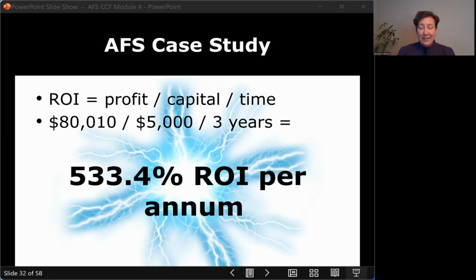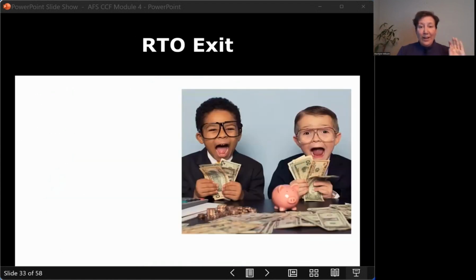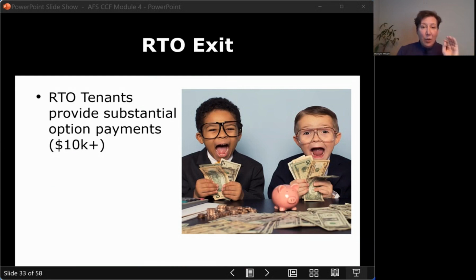That's insane. That is the power of agreement for sale. Now, if we were doing a rent to own exit on that to sell it in the 3 years, then we would have got an upfront payment from our rent to own tenants, and that is usually at least $10,000. Now, remember, we only paid $5,000 as a purchase deposit on the property.